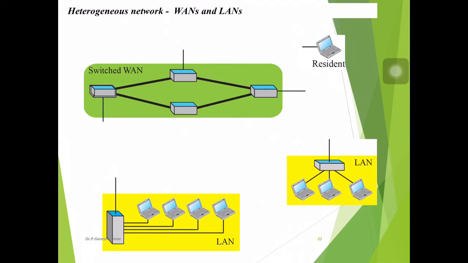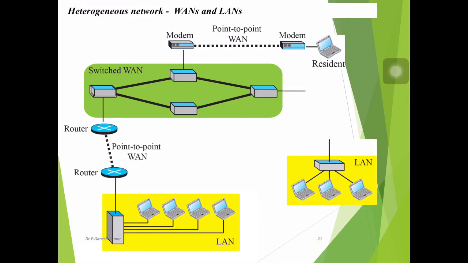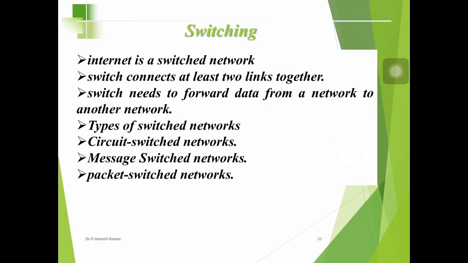There are four switches in the one WAN network. Now the resident will be connected via a modem. He will be connecting through a point-to-point modem with a point-to-point WAN. He will be connected to a WAN. Similarly, the LAN will also be connected via the routers. This is how heterogeneous networks are created. So nowadays our networks are completely a mix of things. We cannot expect a single type of network.